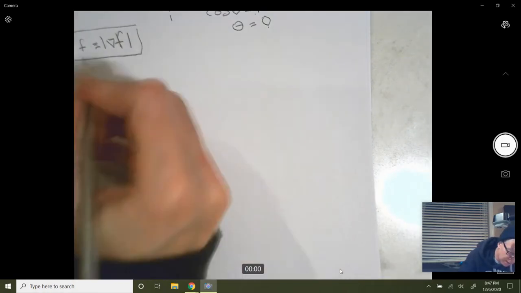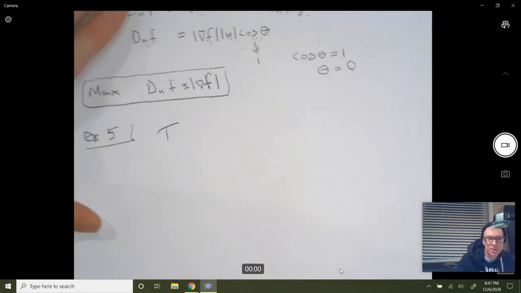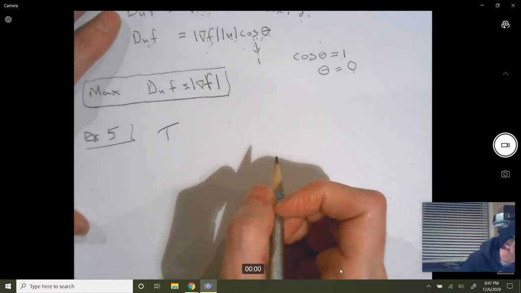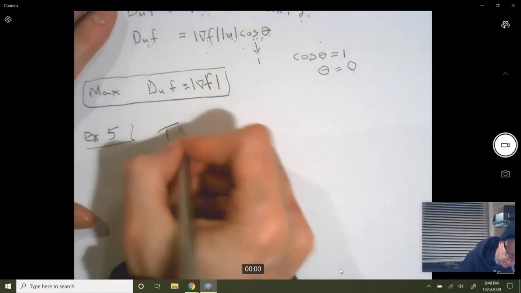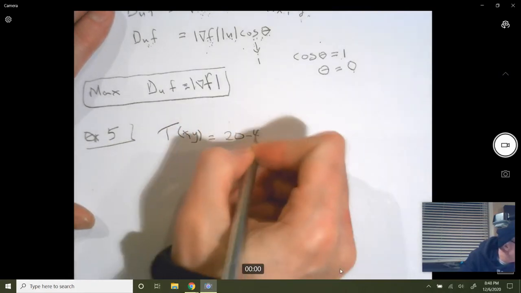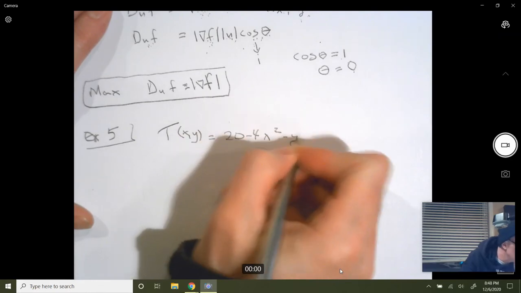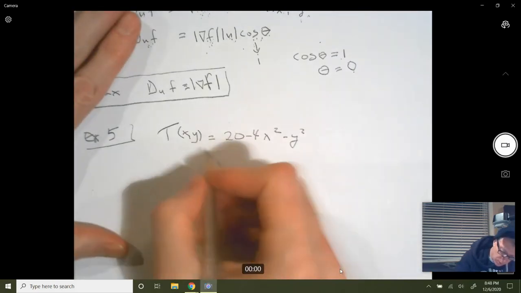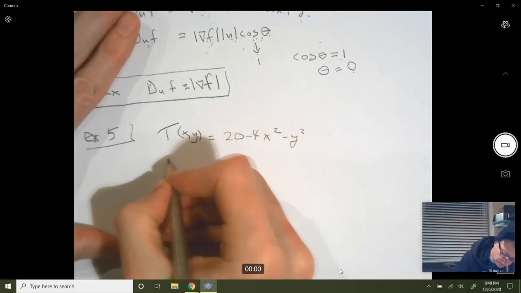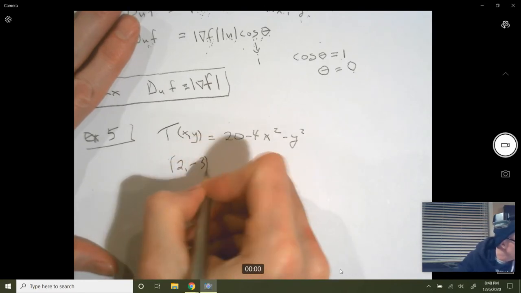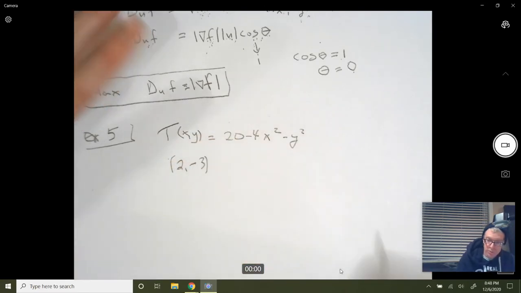So you've got some function T. The temperature in degrees Celsius on the surface of a metal plate is T of x, y equals 20 minus 4x squared minus y squared, where x and y are measured in centimeters. They might ask you, in what direction from the point (2, -3) does the temperature increase most rapidly?